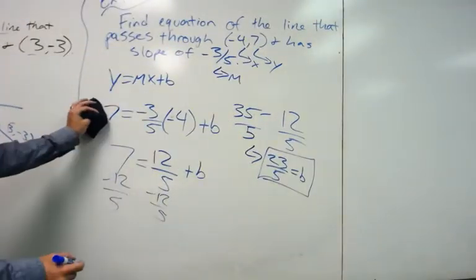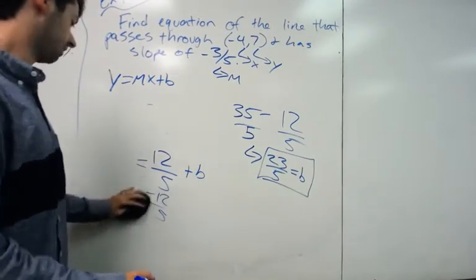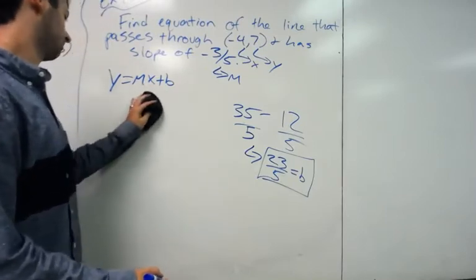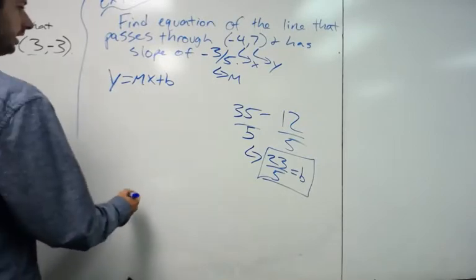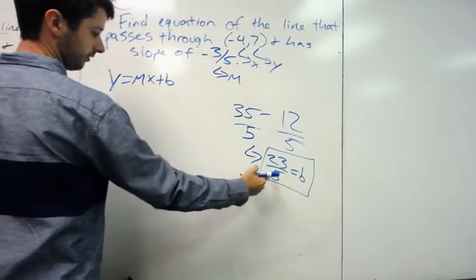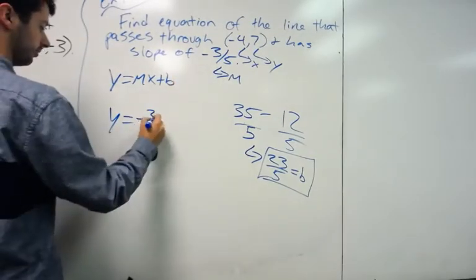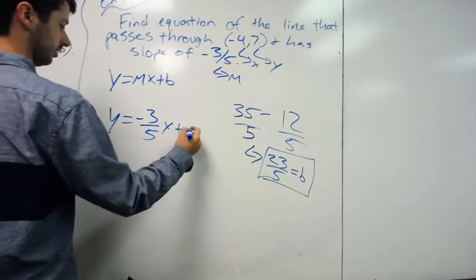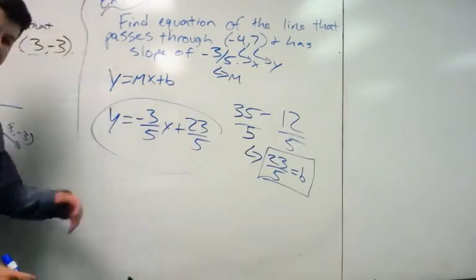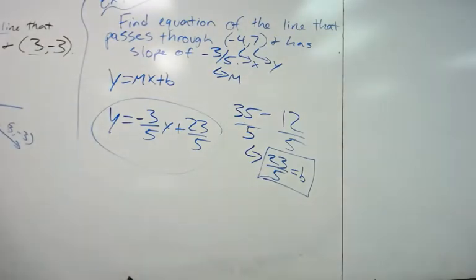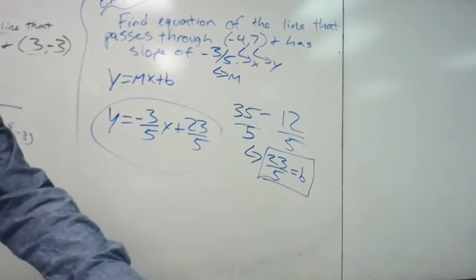If you remember, b is our y-intercept. It doesn't need us to draw the line, it just needs us to find the equation. So we have our slope and we have our y-intercept, plug it in: y equals negative 3 over 5 x plus 23 over 5. You can do decimals if you want. I'm just going to leave it in the fraction form. But that is your answer, and that is all there is to lesson 14.